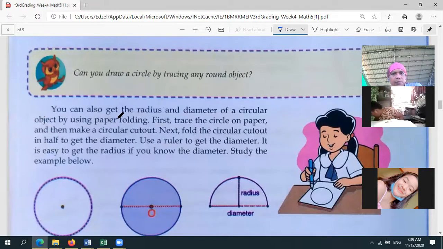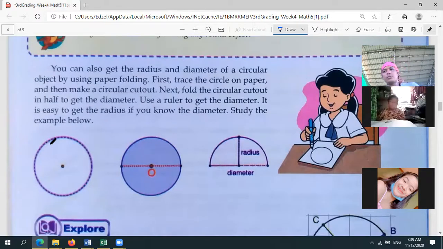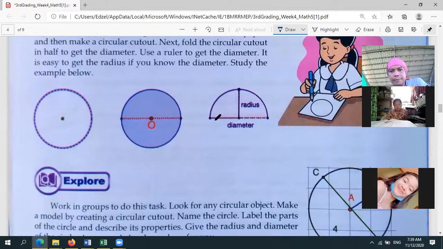All right. You can also get the radius and the diameter of a circular object by using paper folding. For example, if you want to get the diameter or the radius of the plates that are left at home, paper folding is very useful. Like what the child did in the picture. The plate, he traced the circle, and after that he folded it to find the center. From the center going to the point, this is the radius.